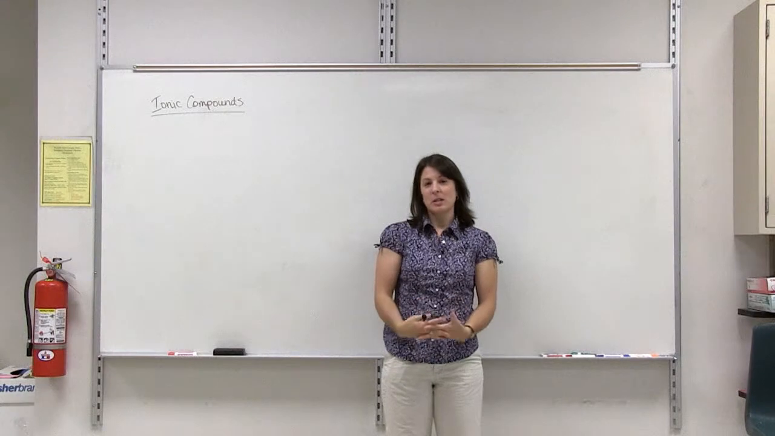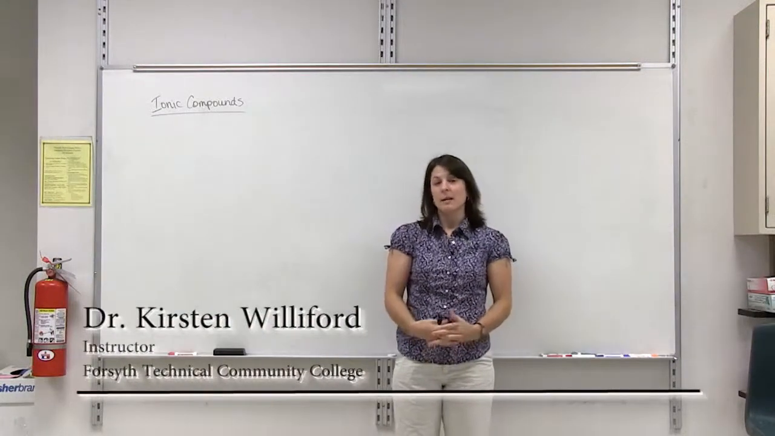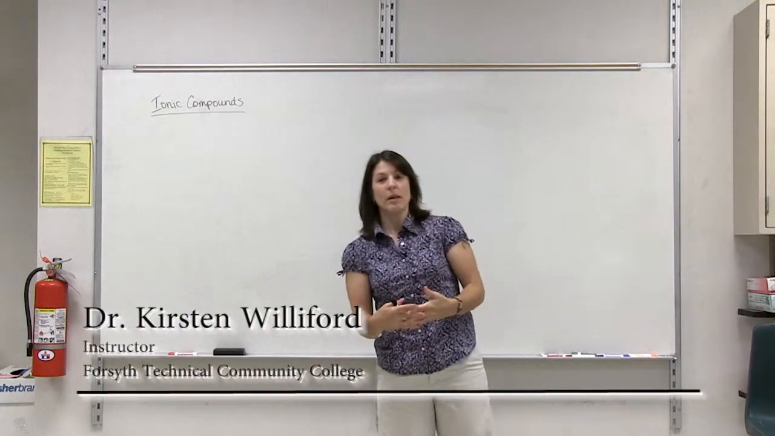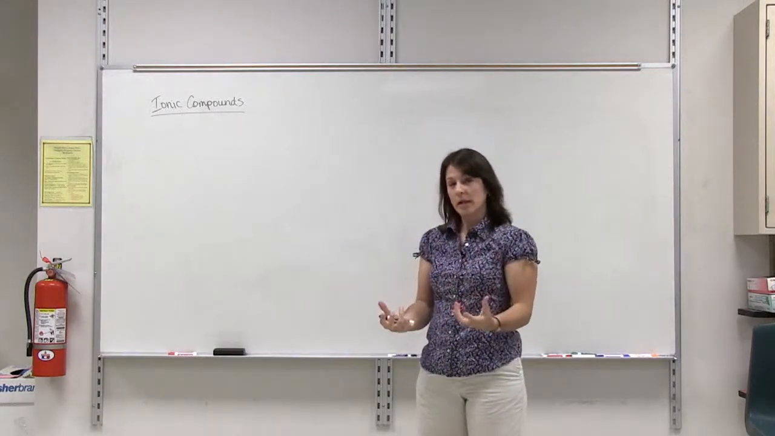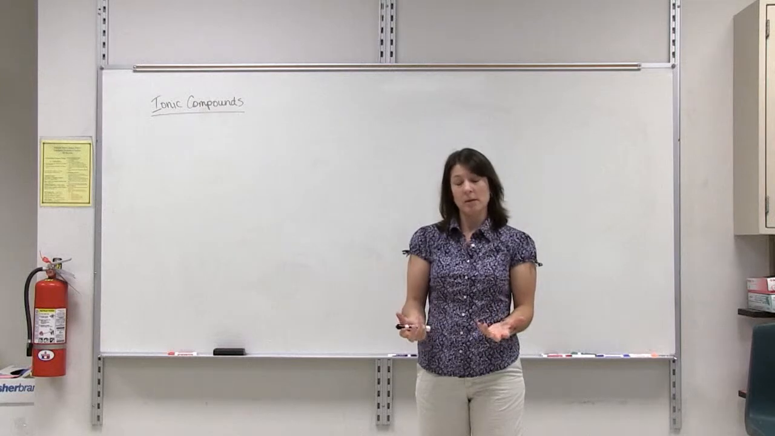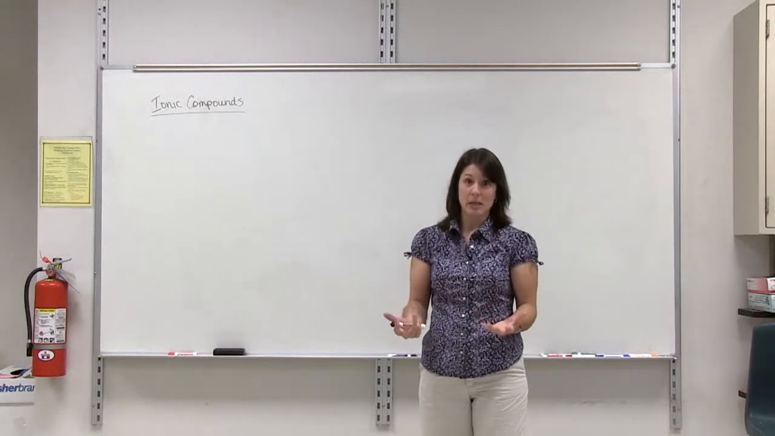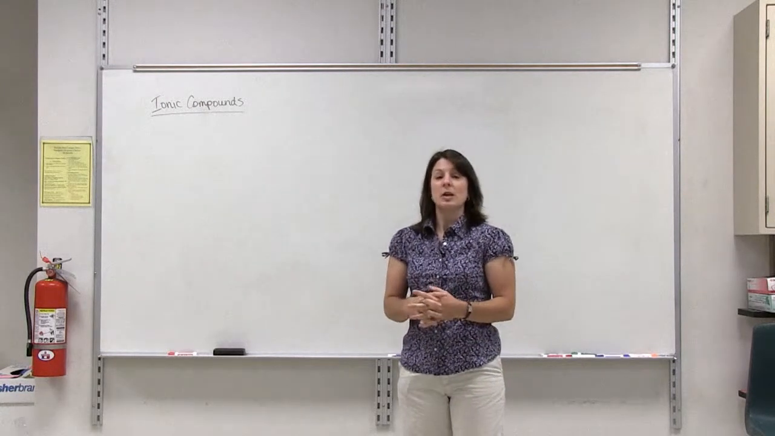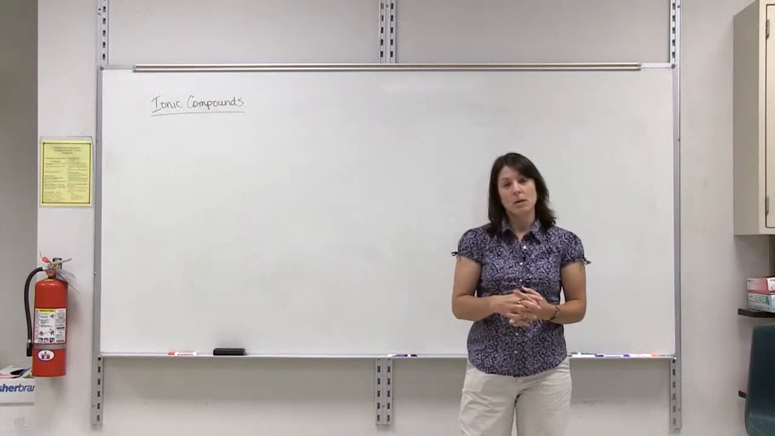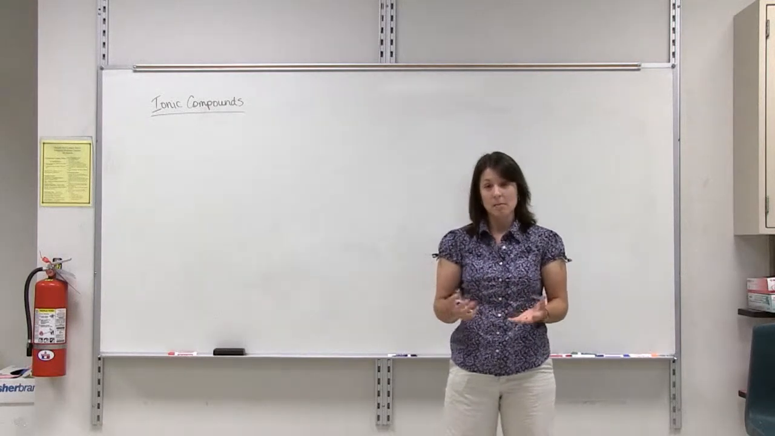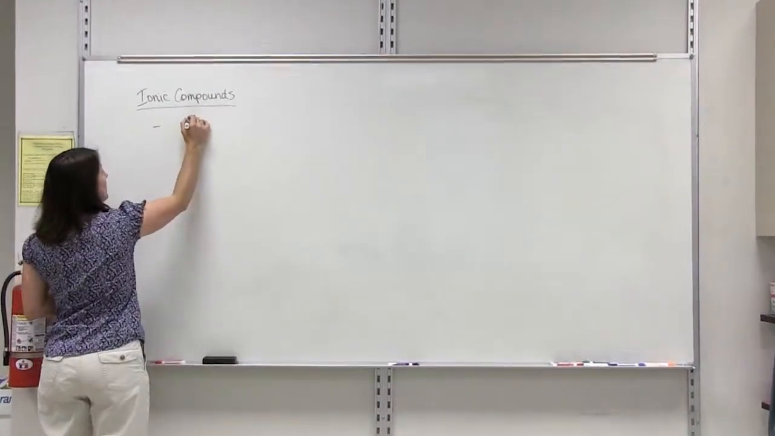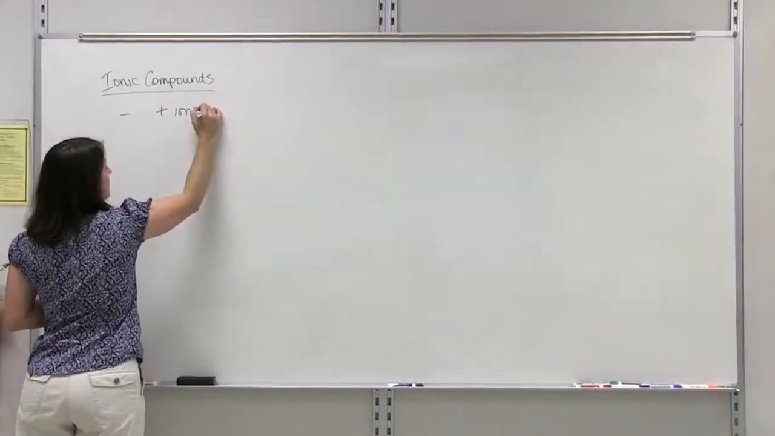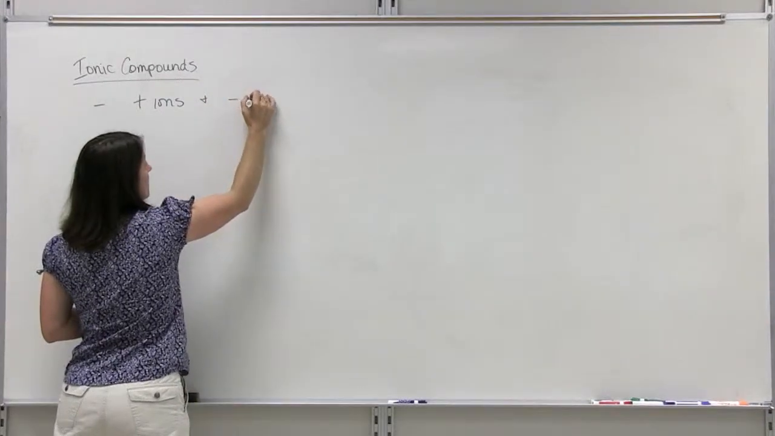So today we're going to talk a little bit about chemical bonding. Chemical bonding occurs so that elements or atoms can join together so that they get a whole set of electrons, or achieve the octet rule, basically. So the first type of compound we're going to talk about are ionic compounds. Ionic compounds are formed between positive ions and negative ions.